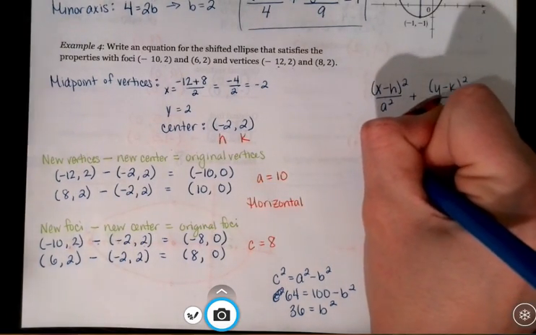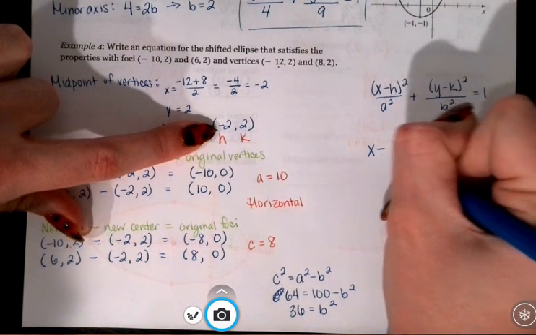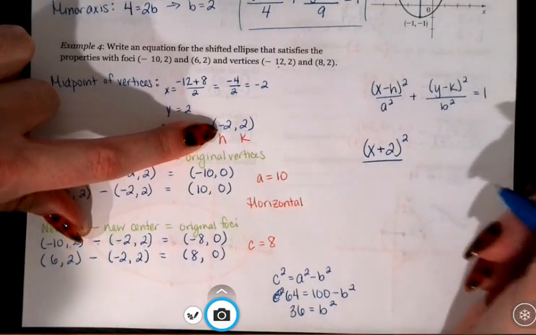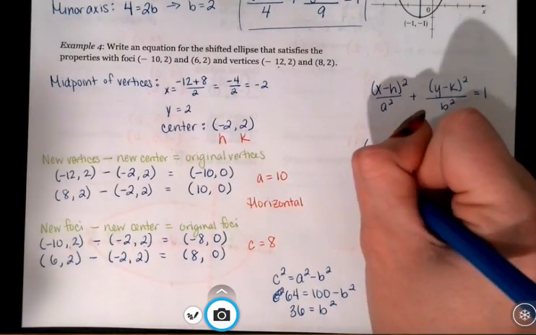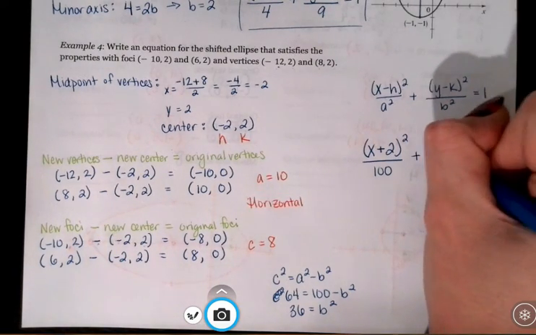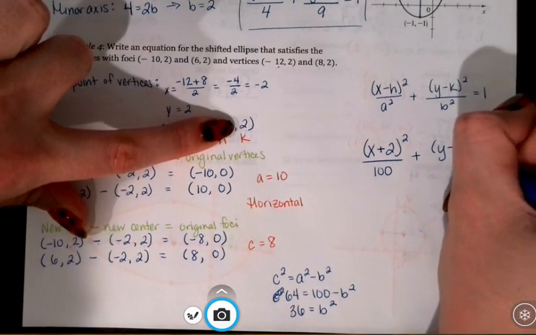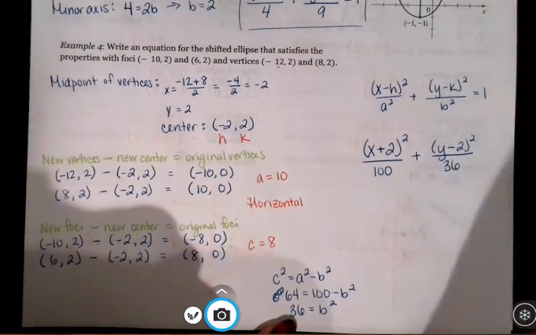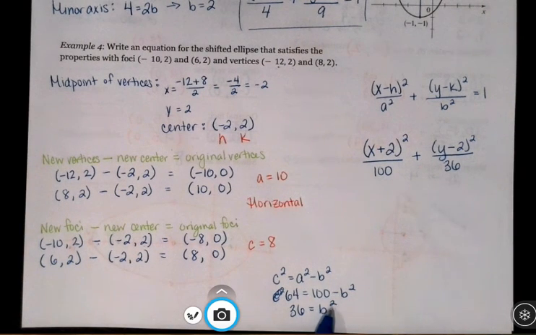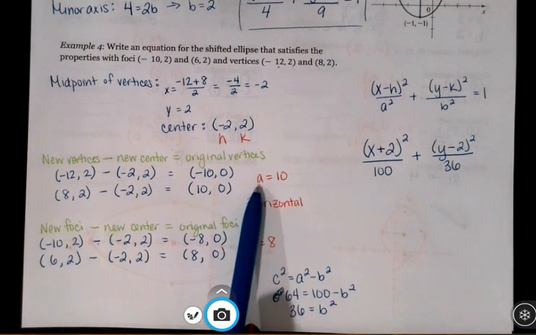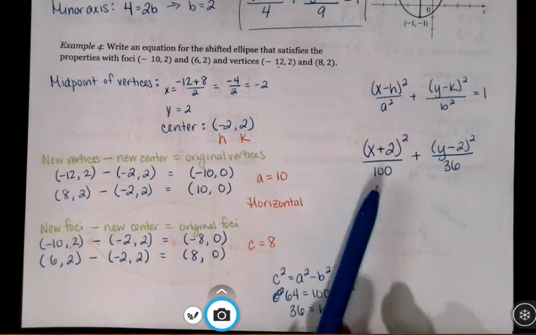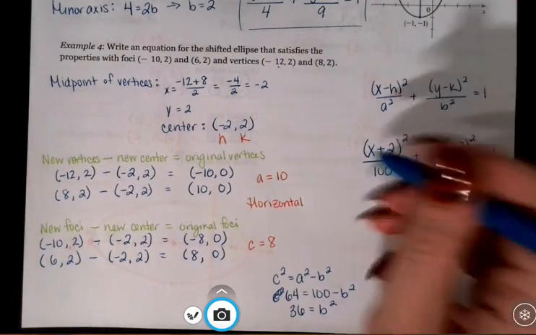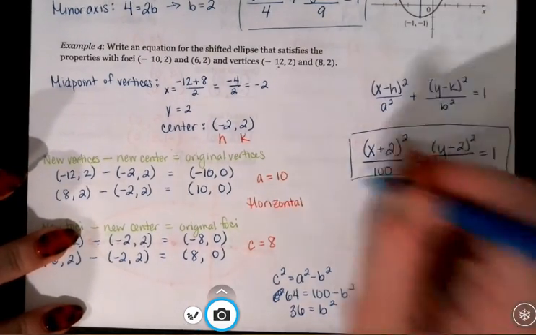So I have x minus my h, which is negative 2. So minus a negative turns into a plus, all over a squared. Well, a is 10, so a squared would be 100. Then I have y minus k, which is 2, all over b squared. B squared is 36. I also want to point out for this one, it's written as b squared. This was only written as a, so I did have to square that to get 100. I didn't have to square this because it was already squared. And then it equals 1. And this is my equation for my shifted ellipse.